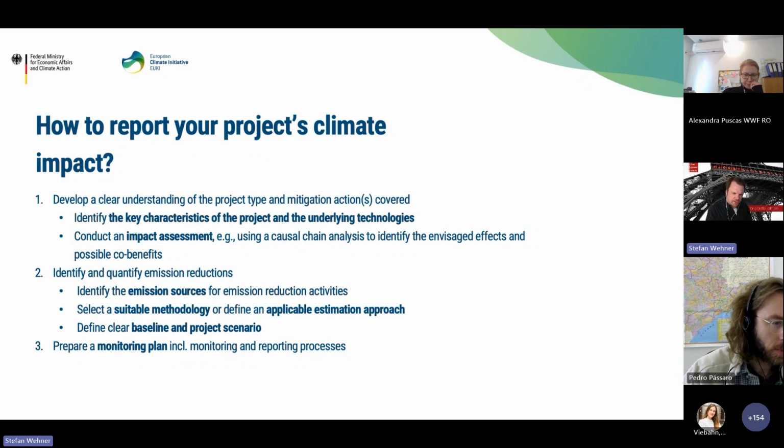Here, suitable methodologies are out there. I think the challenge is to know where to find them and which one is suitable, and then apply it. And then, clearly have a good understanding of the baseline and project scenario, because that lays the ground for the estimation. And then in the long term, for the implementation, also prepare a monitoring plan for an annual update of these estimations.